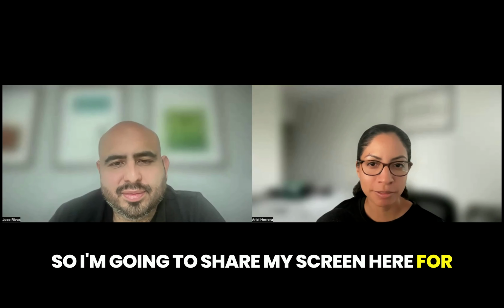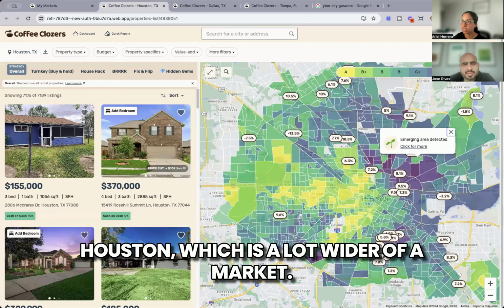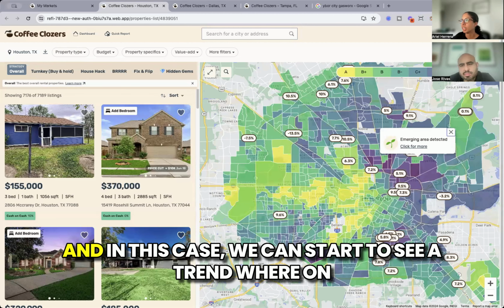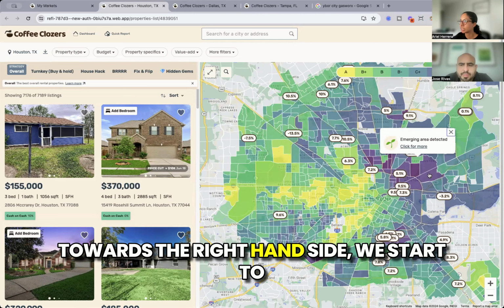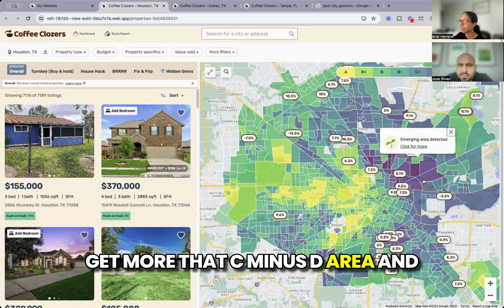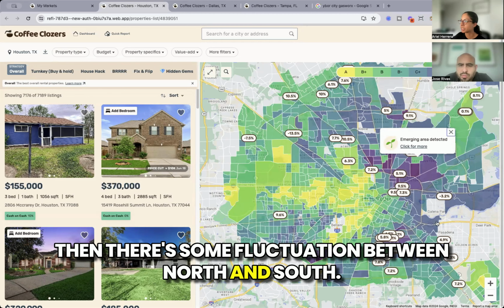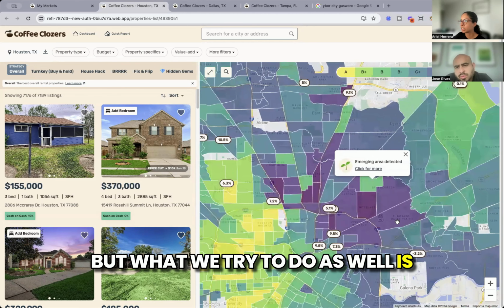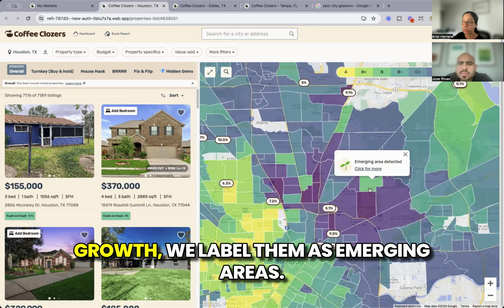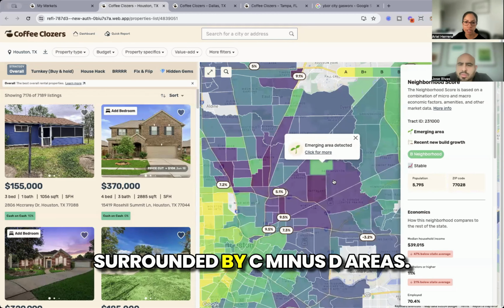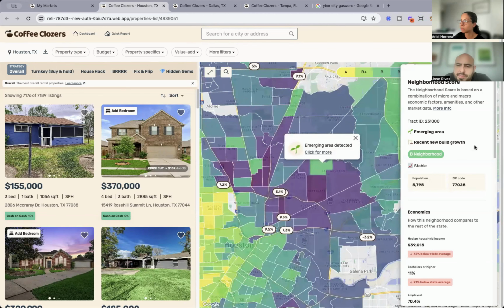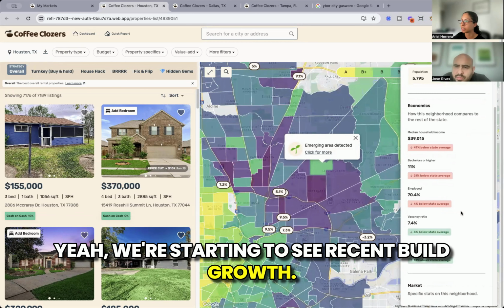So I'm going to share my screen here for Houston, which is a lot wider of a market. And in this case, we can start to see a trend where on the left-hand side of Houston, it's more A grade, B plus. Towards the right-hand side, we start to get more to that C minus D area. And then there's some fluctuation between north and south. But what we try to do as well is that if we start to see areas that have growth, we label them as emerging areas. So these are areas that are surrounded by C minus D areas. Yeah, we're starting to see recent build growth.